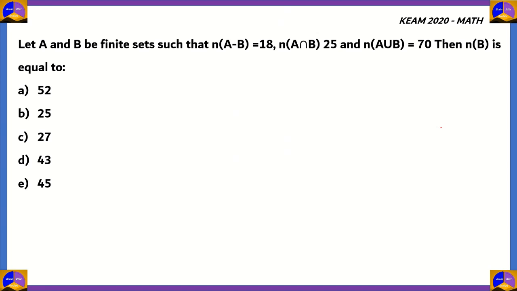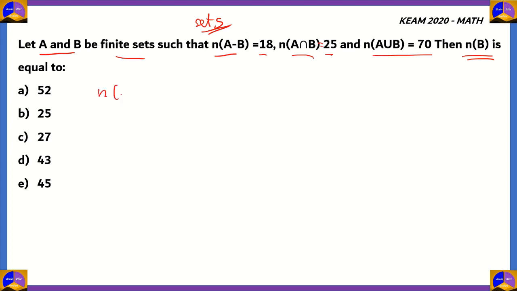Now, let's look at the final question of this episode. Let A and B be finite sets such that n of A minus B is 18, n of A intersection B is 25, and n of A union B is 70. Then find out n of B. Well, this question is based on sets. So, how do we solve this question?